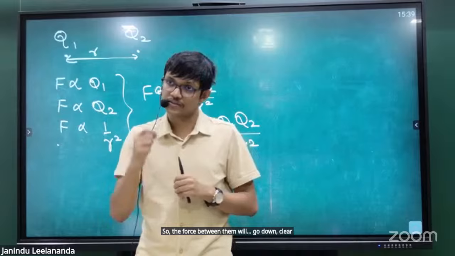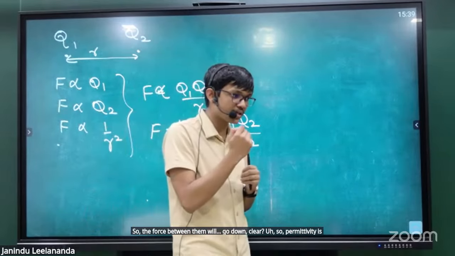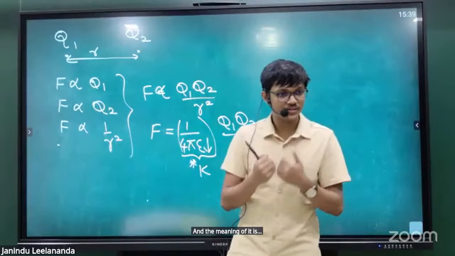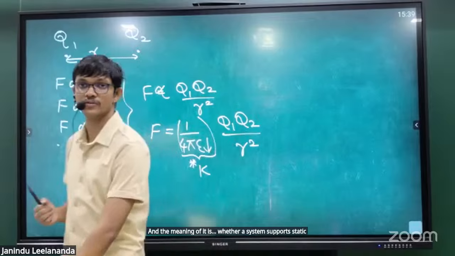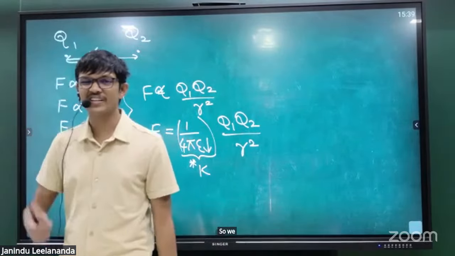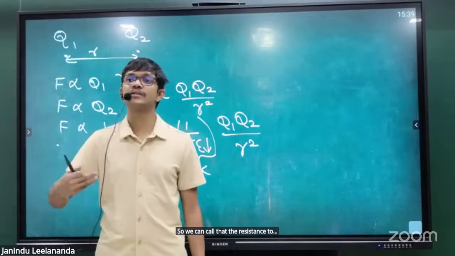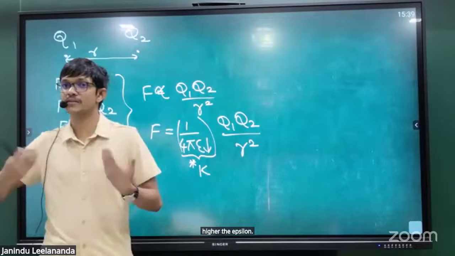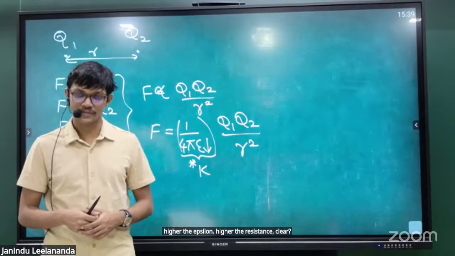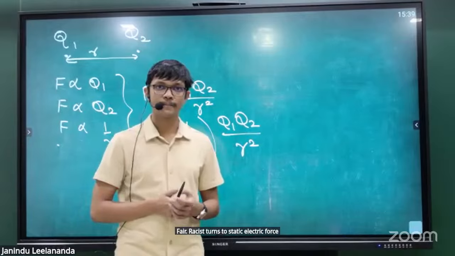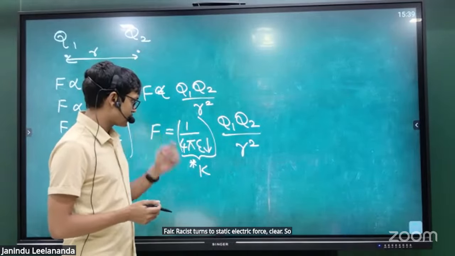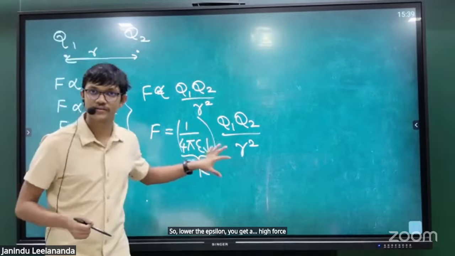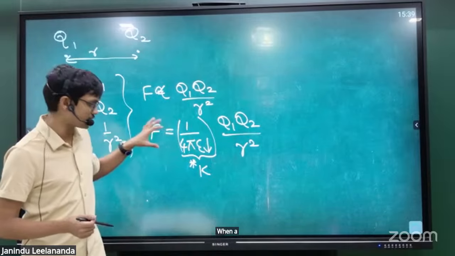Clear? So permittivity is a property related to the medium, and the meaning of it is whether a system supports static electric force or not. So we can call that the resistance to static electric force. Higher the epsilon, higher the resistance. So lower the epsilon, you get a high force. When epsilon goes down, force increases.